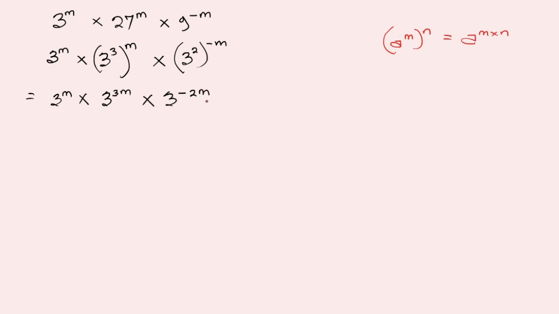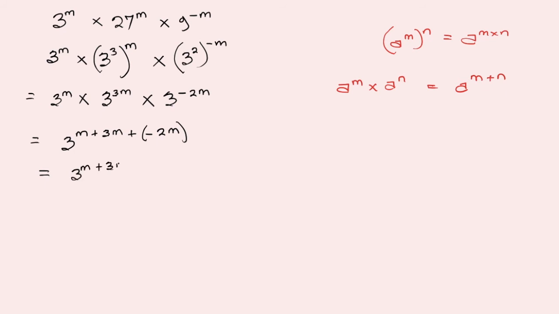And then to solve everything, we would use the rule that says that a raised to power m multiplied by a raised to power n is equal to a raised to power m plus n. So since we have common bases for all three, we have 3 raised to power m plus 3m plus minus 2m, which is this. And so that will result into 3 raised to power m plus 3m minus 2m, because we know that plus times minus is equal to minus. And so m plus 3m minus 2m equals, m plus 3m is 4m minus 2m is 2m. So 3 raised to power 2m. And that's our final answer.